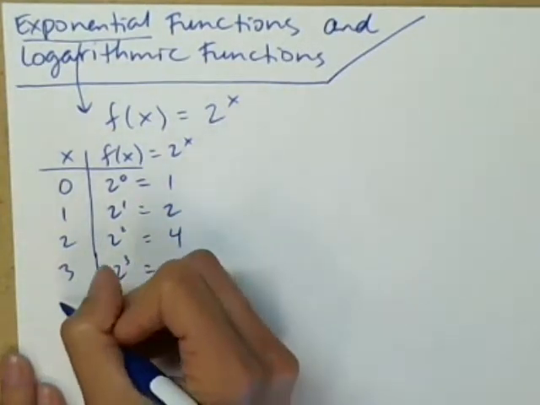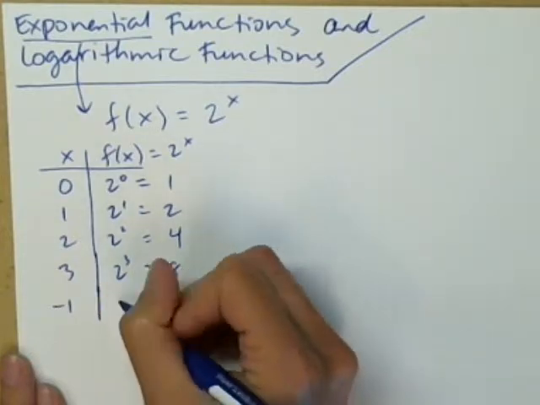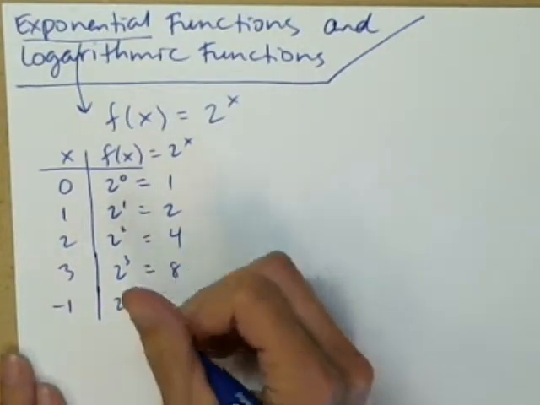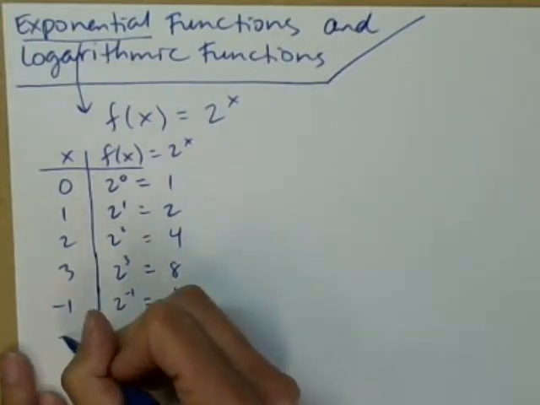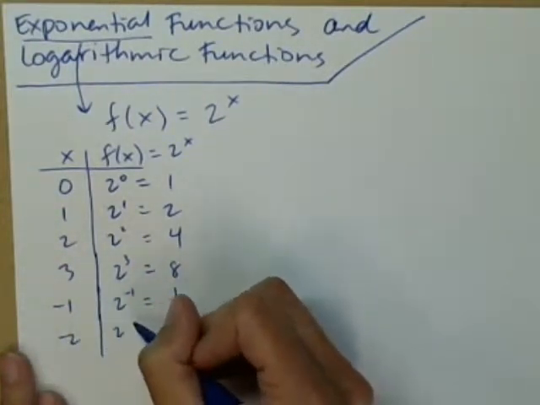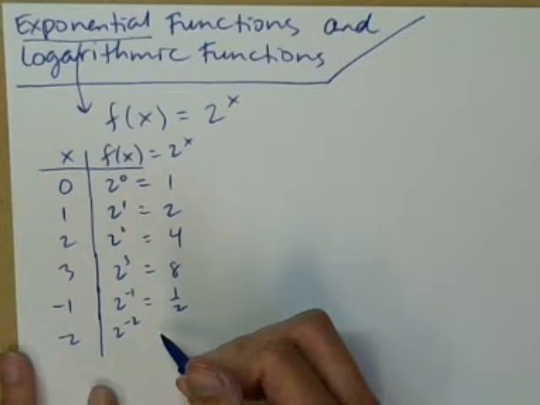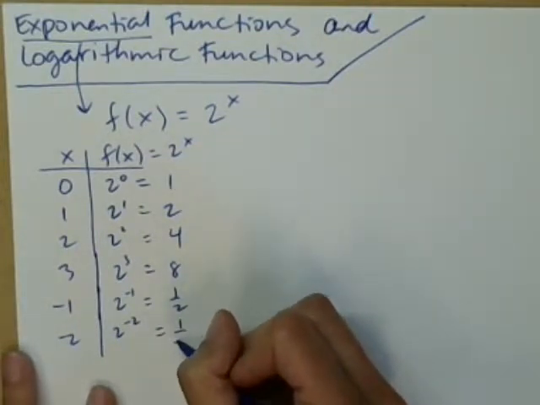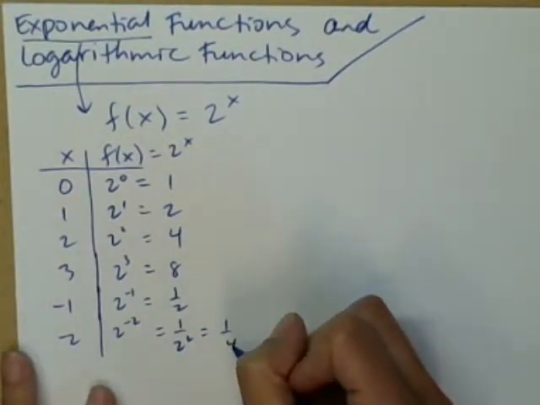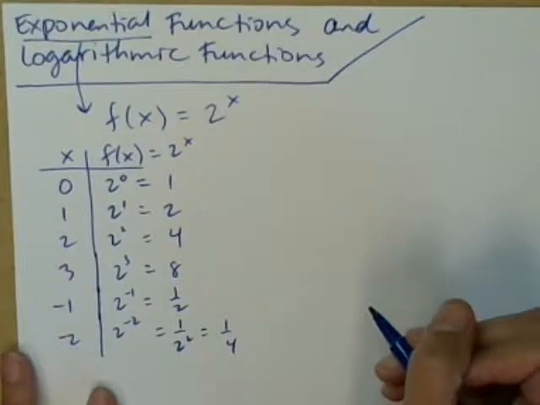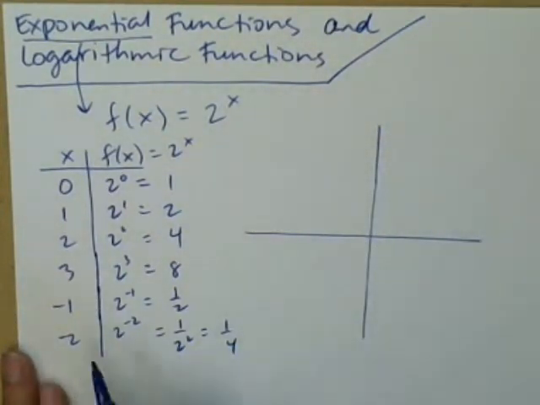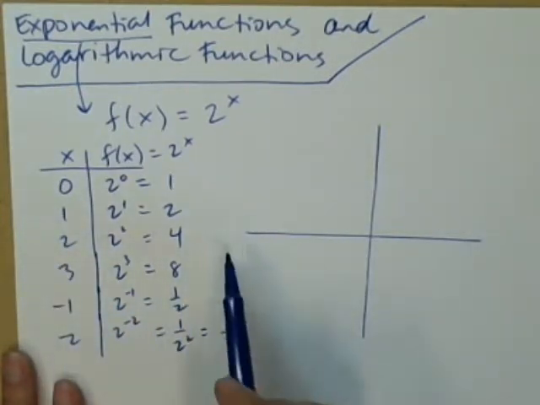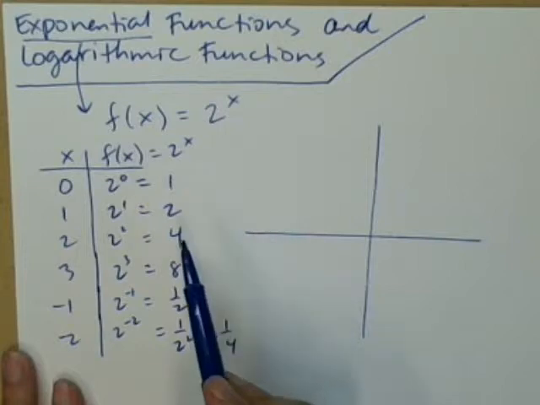If I put some negatives in here as an input, negative 1 reciprocates that base 2. So 2 to the negative 1 is 1/2. We put negative 2 in just so you can get a little bit of a pattern. 2 to the negative 2 would be 1 over 2 squared, or 1/4. So as I graph this one, I can see that I have positive and negative x values as inputs, but only positive values for outputs.